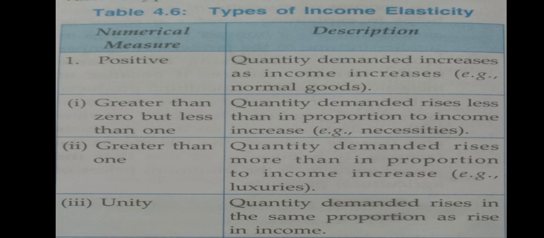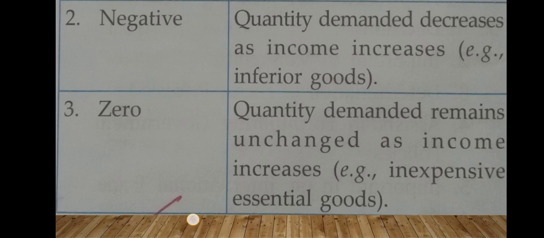The second type, after positive, is negative, where quantity demanded decreases as your income increases, like inferior goods. And the third category is zero, where there is no change in the quantity demanded of any product due to changes in income, like inexpensive essential goods.